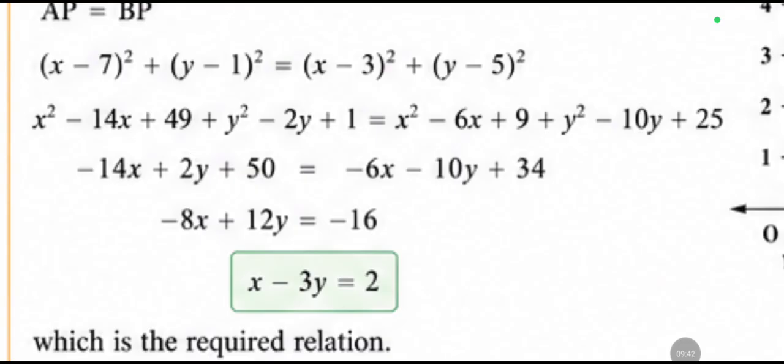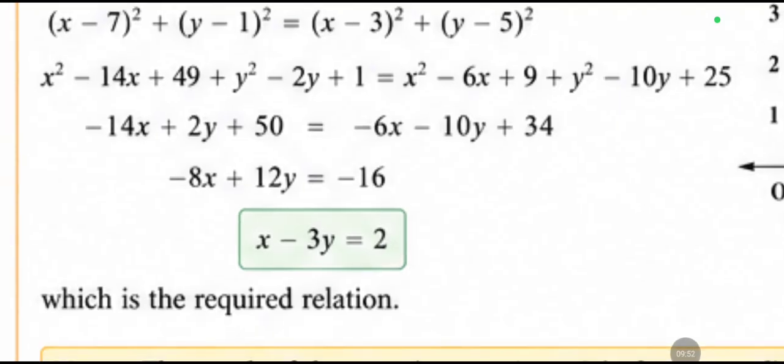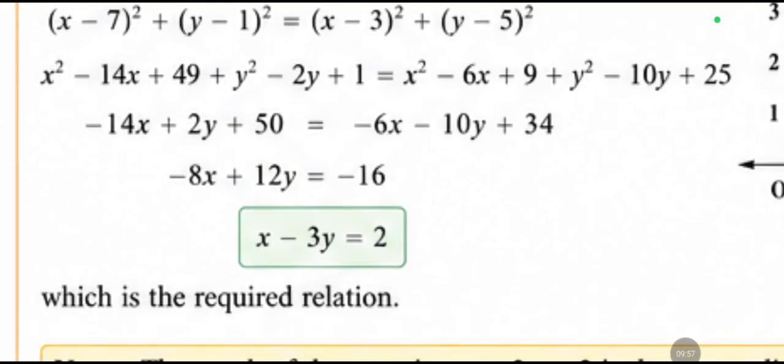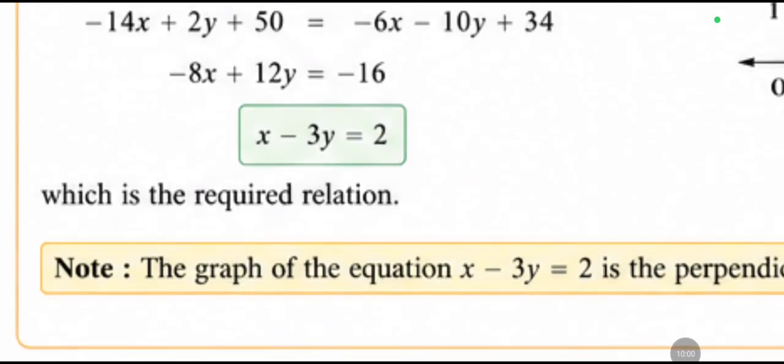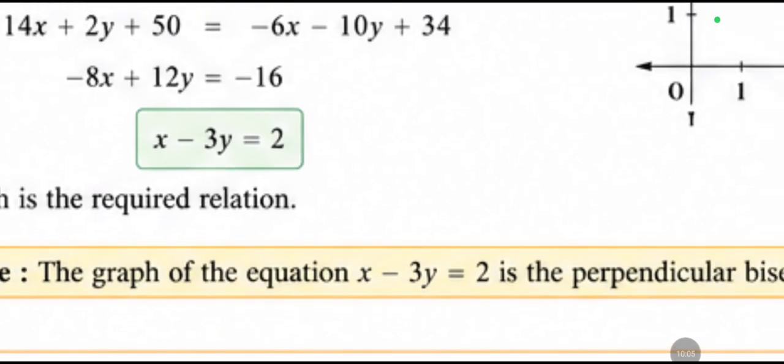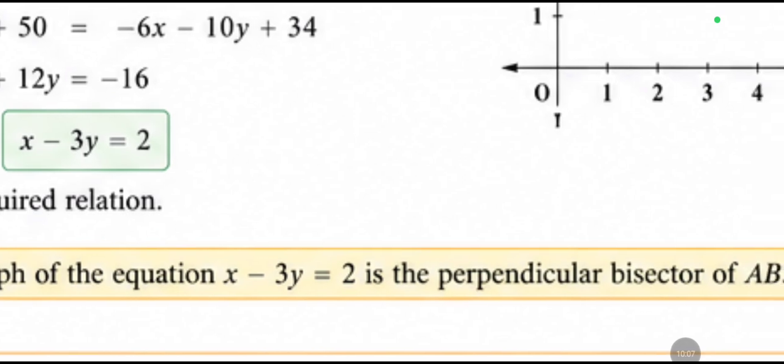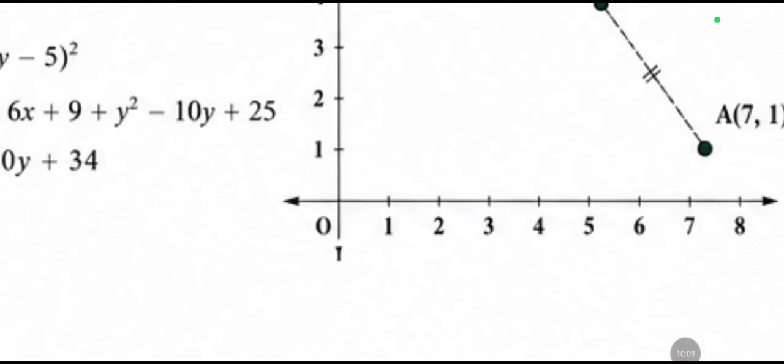Now we get minus 14x minus 2y plus 50 equals minus 6x minus 10y plus 34. Now minus 8x plus 8y equals minus 16. That is x minus y equals 2, which is the required relation. Okay, the relation for the given problem is x minus y equals 2. The graph of the equation x minus y equals 2 is the perpendicular bisector of AB.